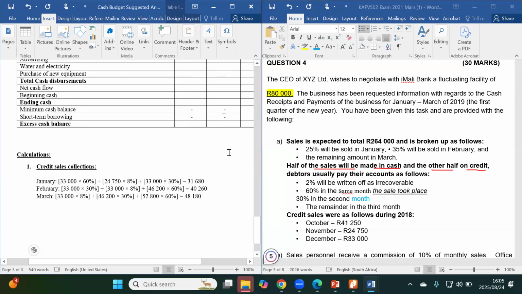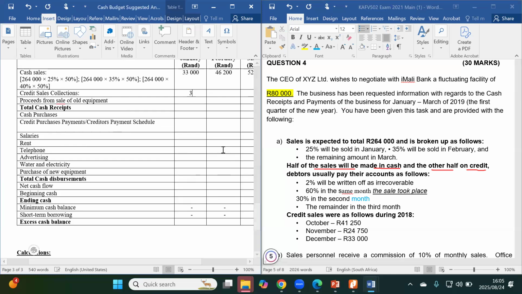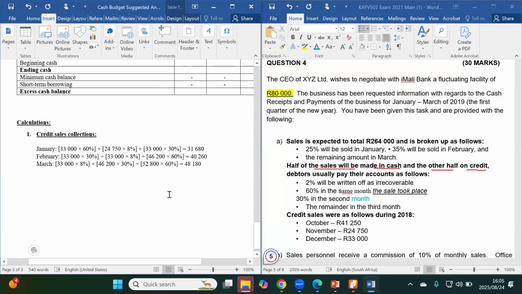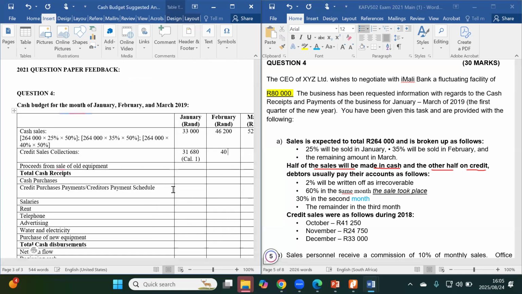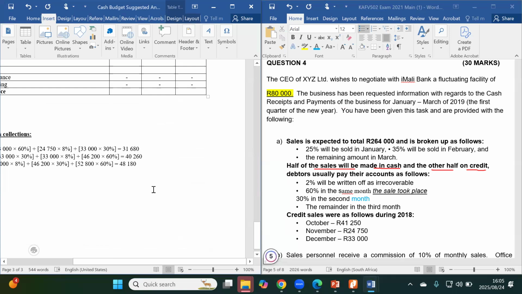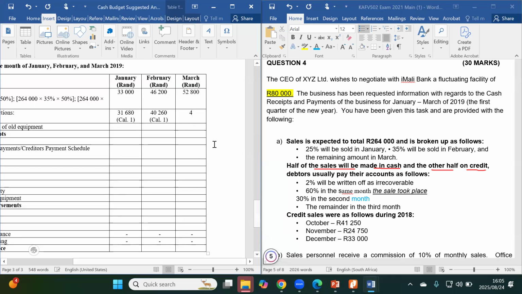So the first one is 31,680, and this is coming from calculation number one. For the second one, it's going to be 40,260, and again, this is coming from calculation number one. The third one is going to be 48,180, which will be coming from calculation one as well. Something like that.